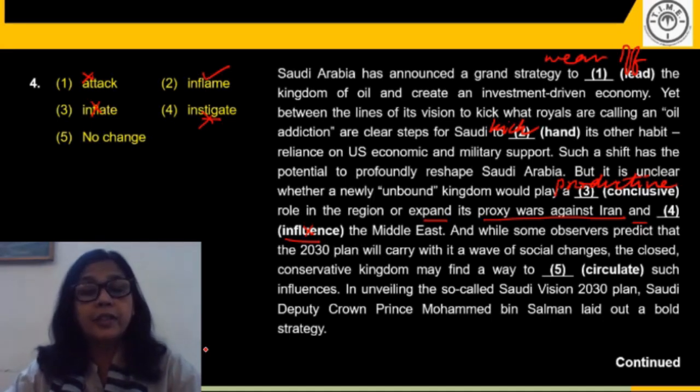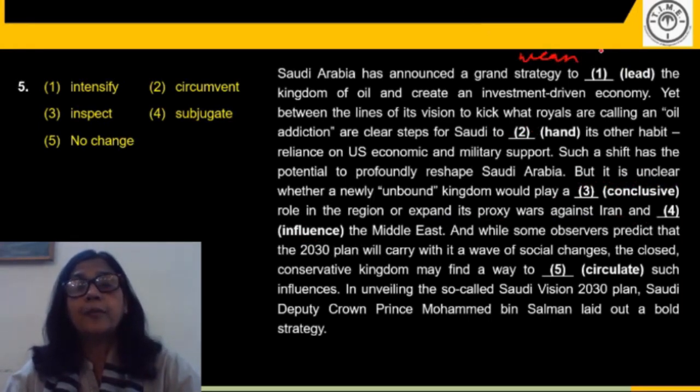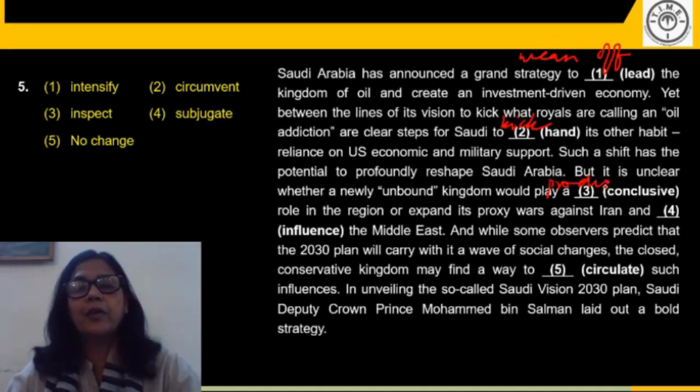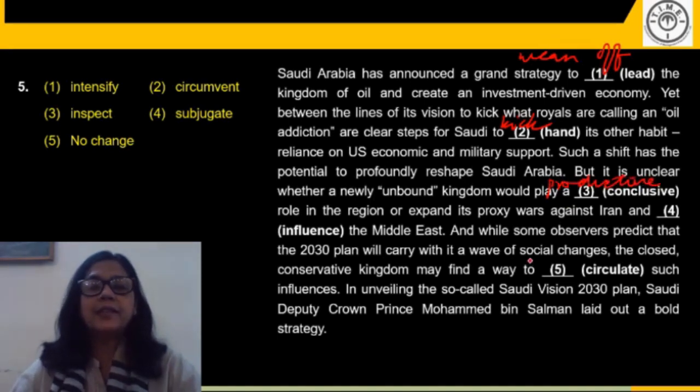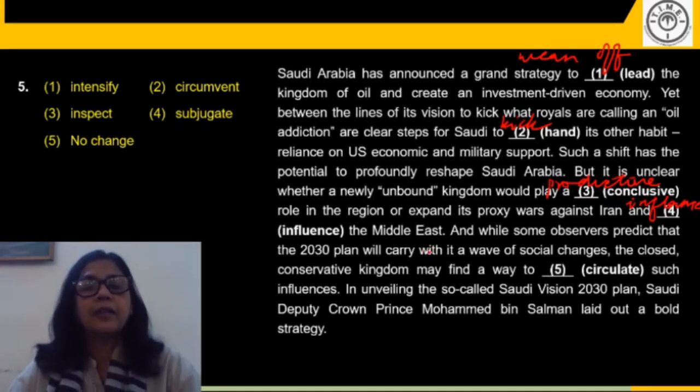Now we move to the fifth word, right? So we had wean off, yes, kick its habit, would play a productive role, yes, Iran, yes, proxy wars against Iran, and inflame, yes, inflame the Middle East.